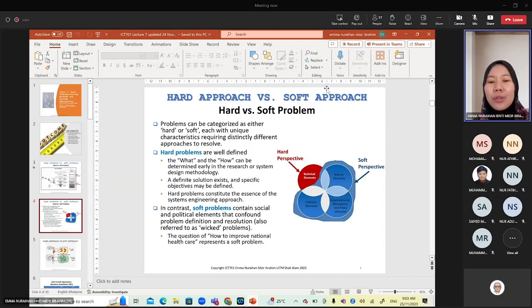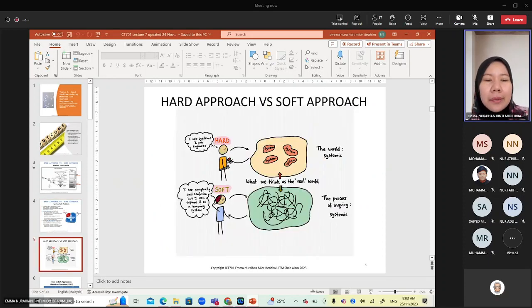So soft problem contohnya how to improve national healthcare. Policies, strategies, awareness. Itu under soft problems. Okay, so usually the hard perspective is to actually support the soft problems. Okay, macam-macam ni yang kita boleh cerita pasal soft problem and hard problems.